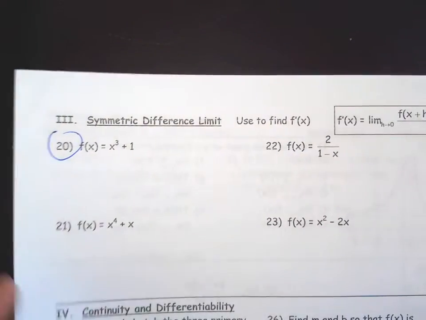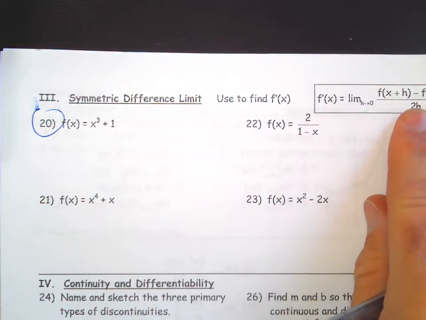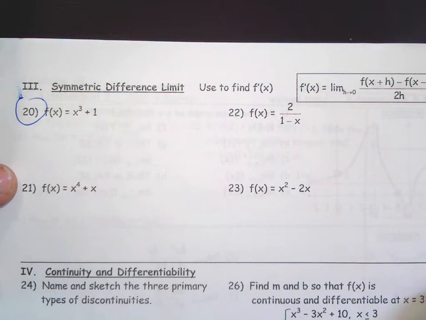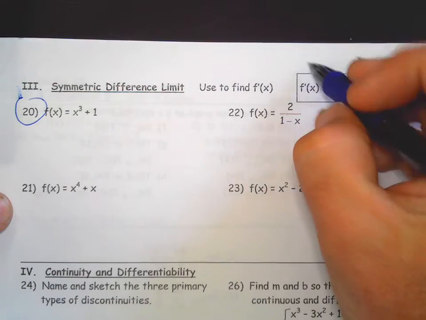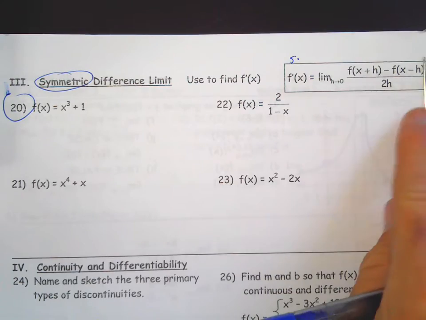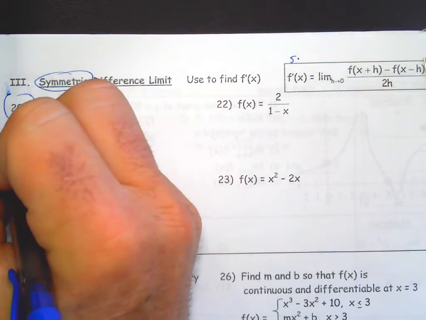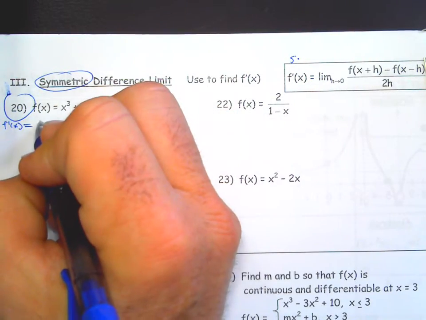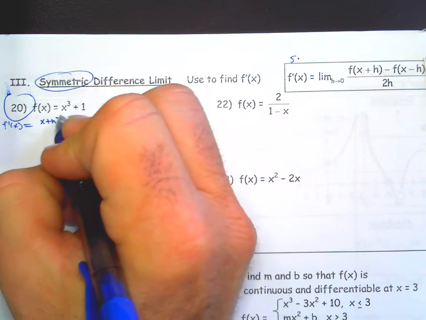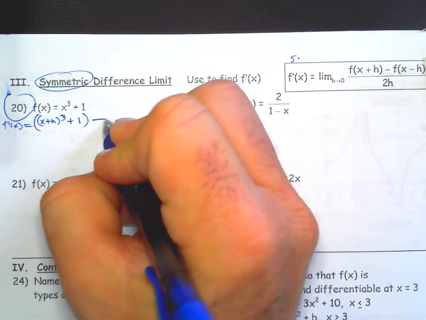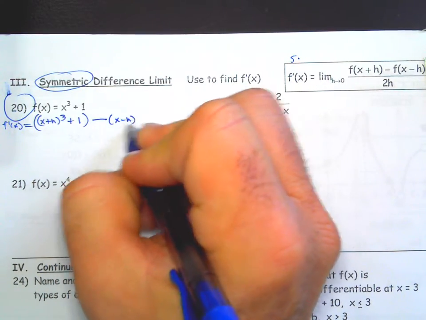So on problems 20 to 23, it says symmetric differences. Use this to find the derivative. So these ones I don't want you to do the lazy way. In the future we will. So we're going to use the symmetric difference quotient this time. I could ask you to use the right one, but you're just going to essentially. Now, the first step you're going to do to find the derivative is you're going to just go ahead and plug x plus h into this, right? X plus h cubed plus 1, okay, minus x minus h cubed plus 1.